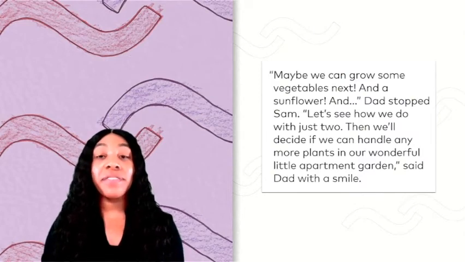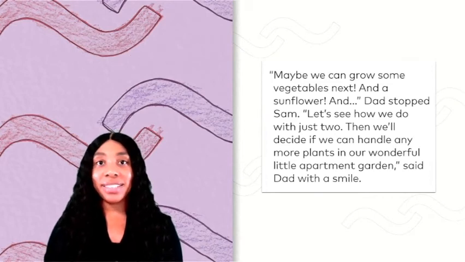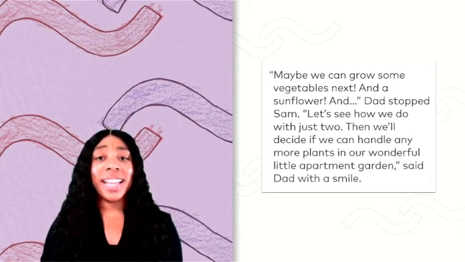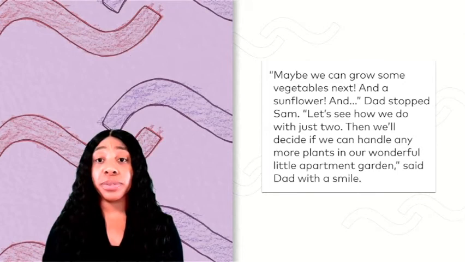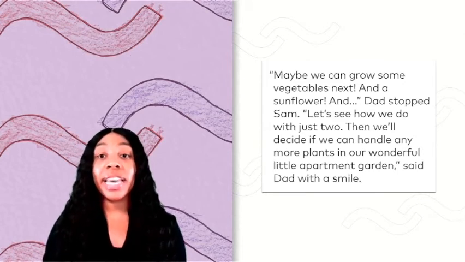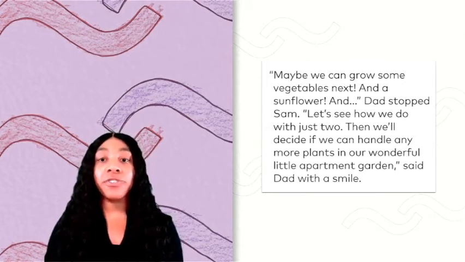"Maybe we can grow some vegetables next, and a sunflower. And," Dad stopped Sam, "let's see how we do with just 2. Then we'll decide if we can handle any more plants in our wonderful little apartment garden," said Dad with a smile.